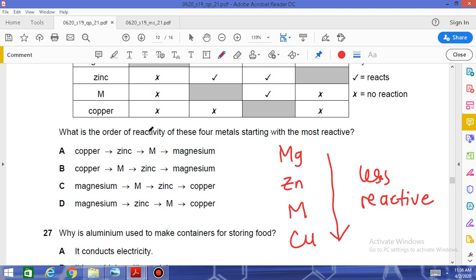Okay, what is the order of reactivity of these four metals starting with the most reactive? The most reactive metal is magnesium, and then zinc, and then M, and then copper. So the answer is D.